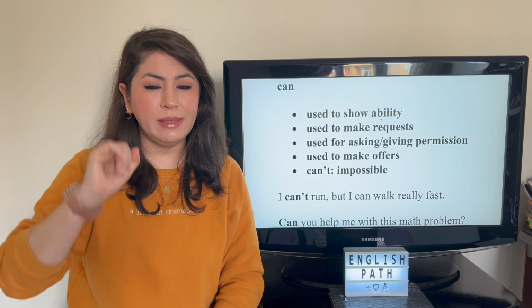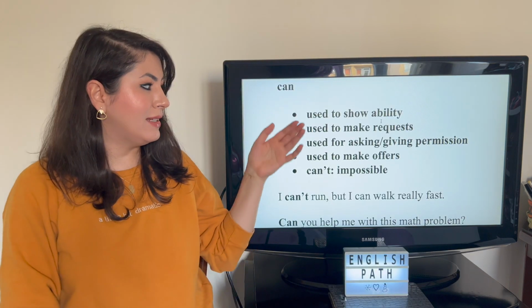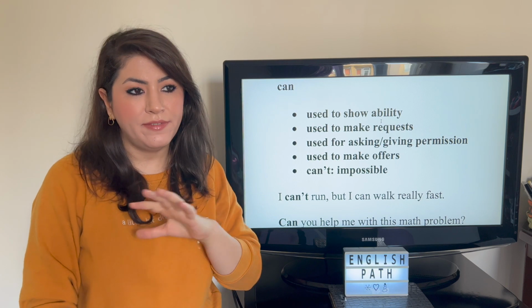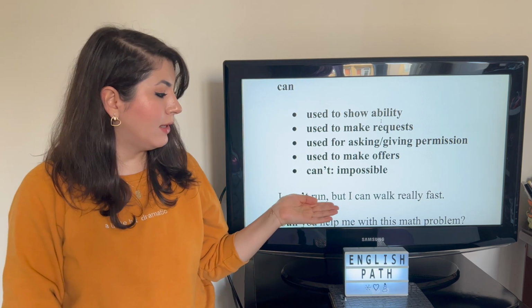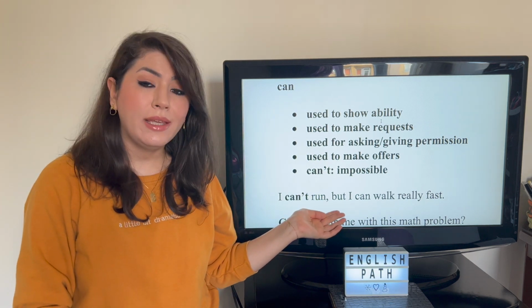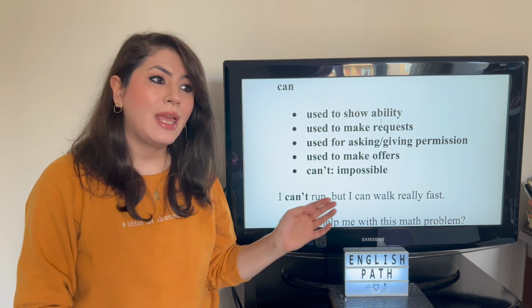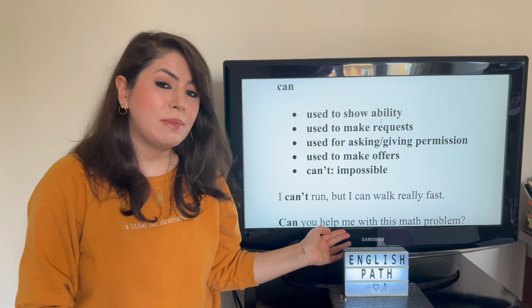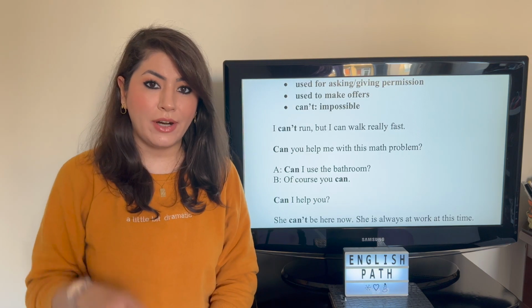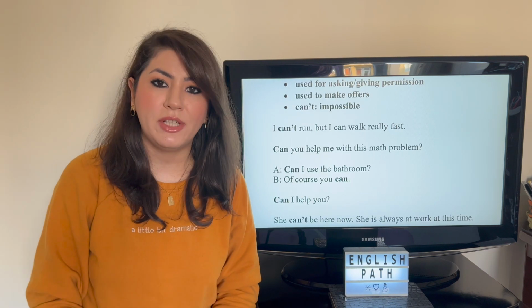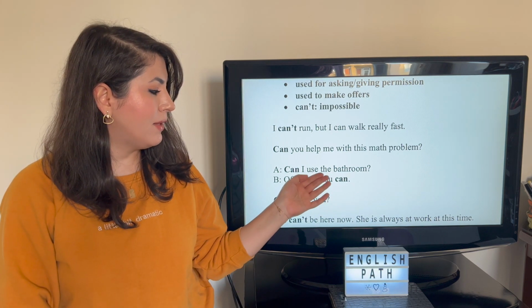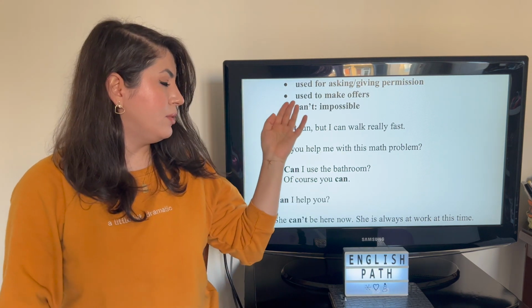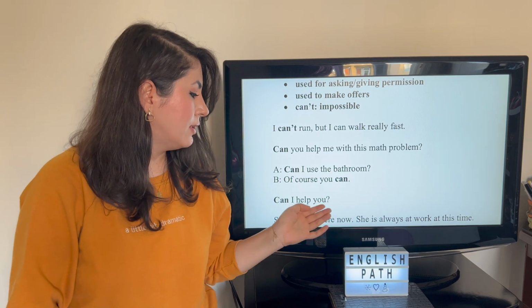Modal number 3, can. Can is used to show ability, physical or mental. Like, I can't run, but I can walk really fast. It's also used to make requests like, can you help me with this math problem? Use can for asking and giving permission. Like, can I use the bathroom? Of course you can. You can use can to make offers. Can I help you?